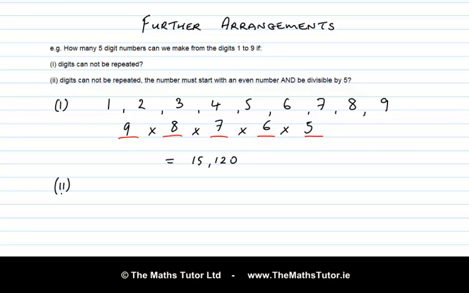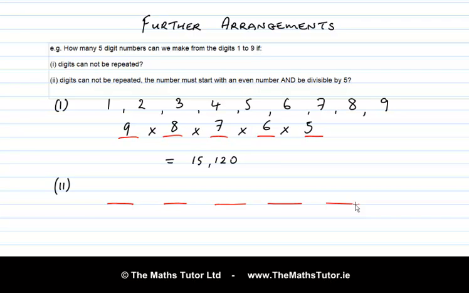Part 2 is a bit more complicated. Again, digits cannot be repeated, but this time the number must start with an even number and be divisible by 5. So let's start by showing our 5 slots. These represent each of the choices we have to make. So let's look at the restrictions. Can't repeat the digits, must start with an even number, and be divisible by 5.